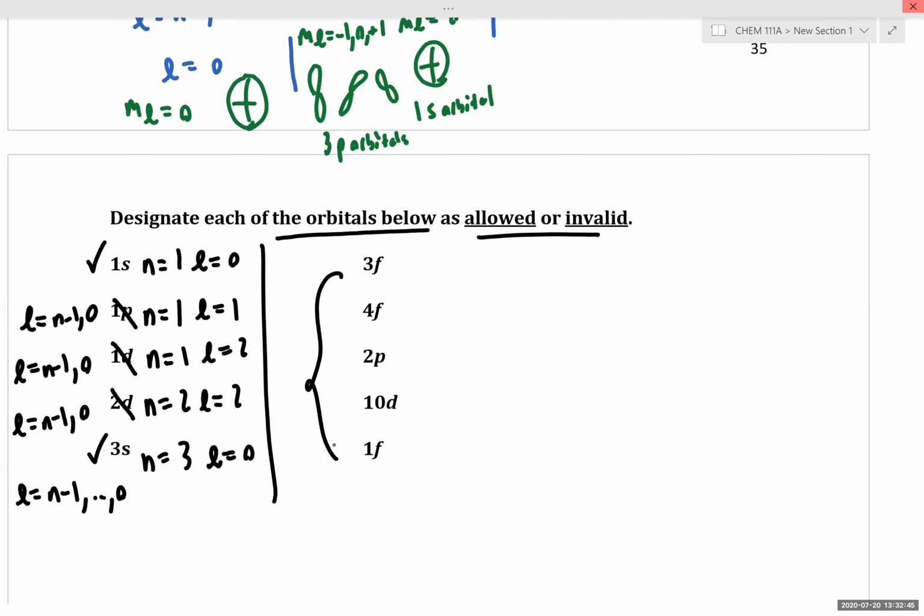And the responses I see in the chat look good so far. One thing I would consider is that as long as your n value is greater than L, your orbital is likely to be allowed, which would be a better way of putting it. But overall, the responses I see in the chat look great. Let's try to get a few more responses, and then we'll discuss in about another minute and a half.